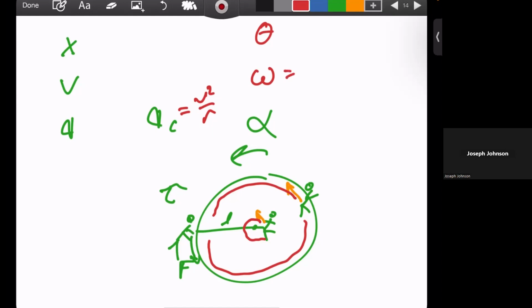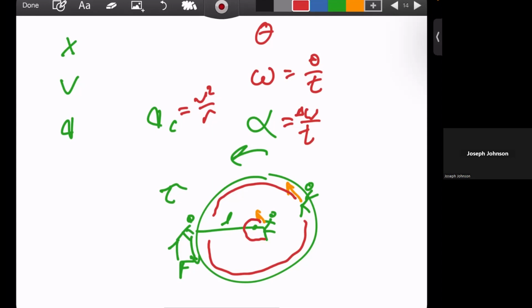So if omega is theta per unit time, and that's the same, and if alpha is delta omega per unit time, then your theta, omega, and alpha are all going to be the same. Yeah, I thought that centripetal was a little bit different than rotational. It is. They're related to each other.